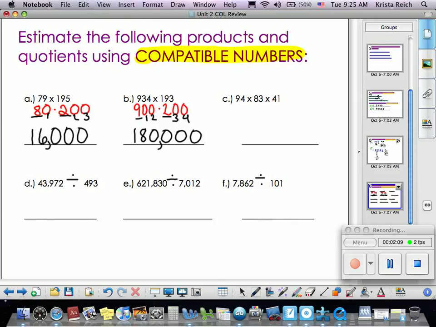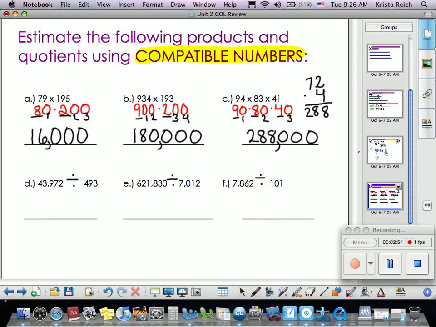For letter C, I'm going to round the 94 to 90, the 83 to 80, and the 41 to 40. I might have to do just a little extra side work here, but nothing too bad. 9 times 8 is 72. Times 4, I'm just going to do that to the side here. 2 times 4 is 8. 4 times 7 is 28. And remember, with multiplication, we add our zeros. 1, 2, 3 zeros added right to the end.